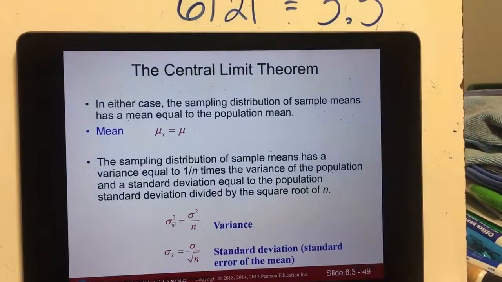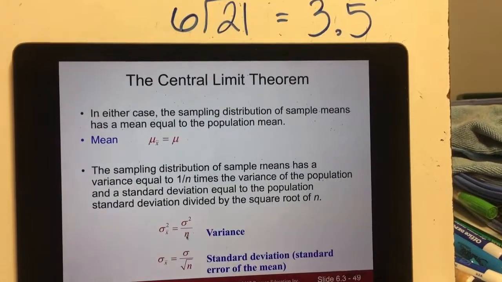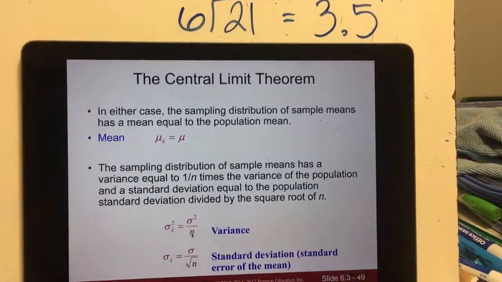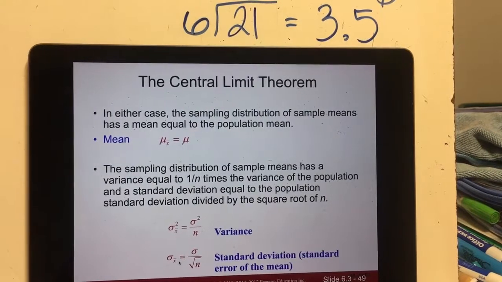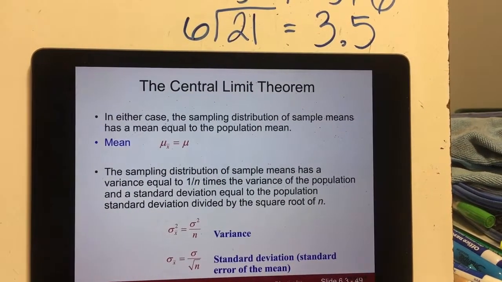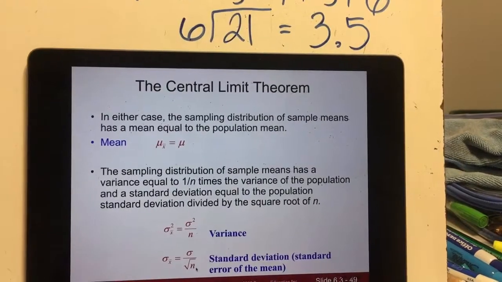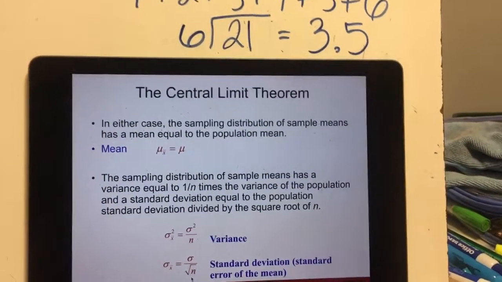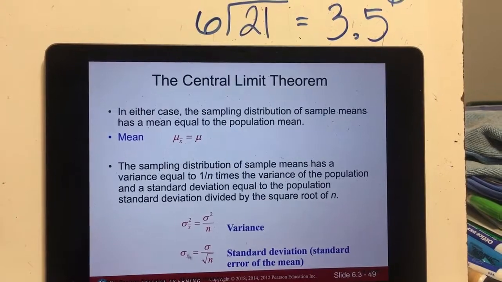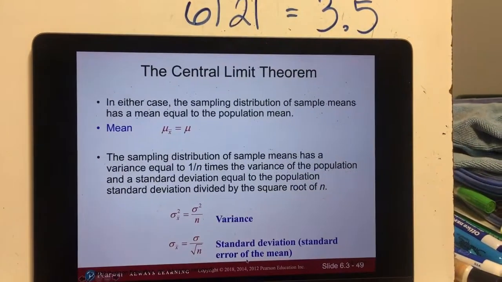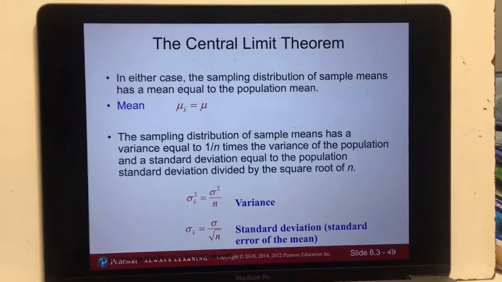So this is saying the variance of the sampling distribution of the mean is the same thing as the population variance divided by n, which is the number of items in the sample, okay? And then this is the standard deviation of the sampling distribution of the mean. This is the standard deviation of the population divided by the square root of n, which is the number in the sample. Okay, so the standard deviation of the sampling distribution is called the standard error of the mean. Okay, so that is just some definitions and some formulas for you about the central limit theorem.